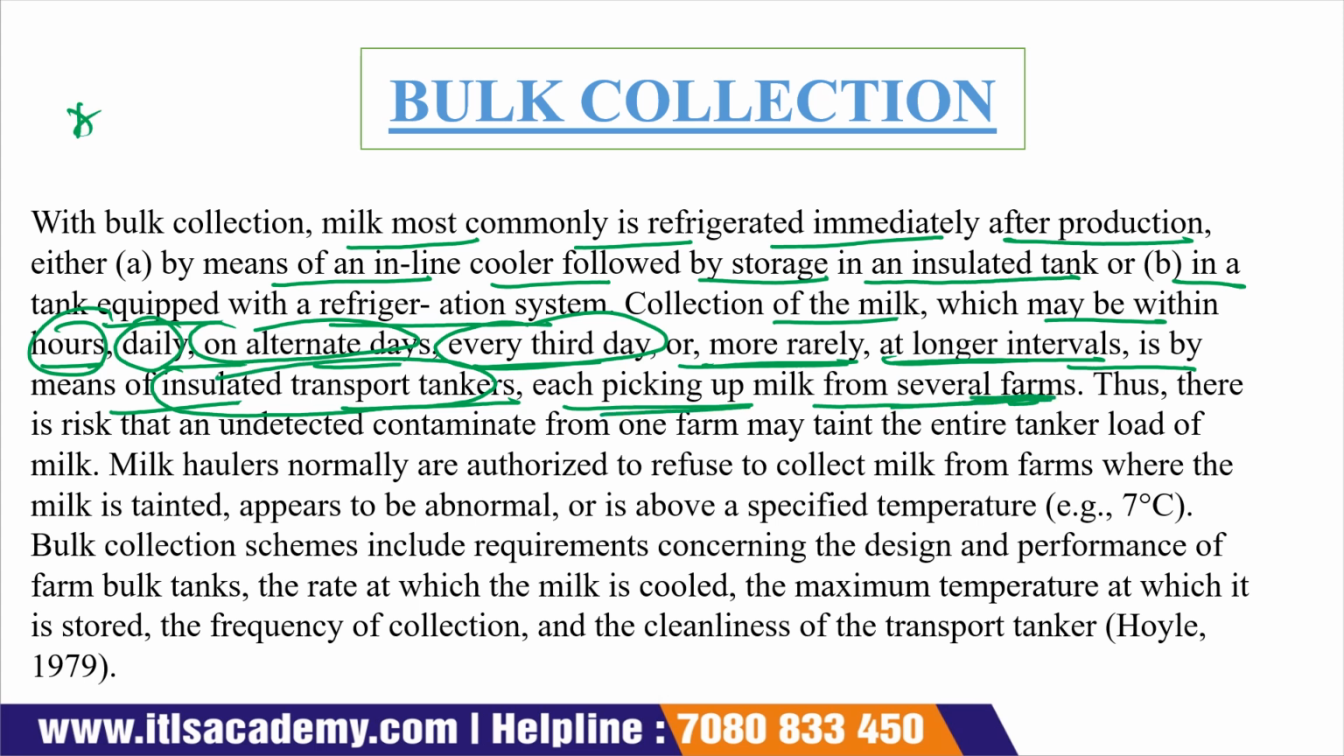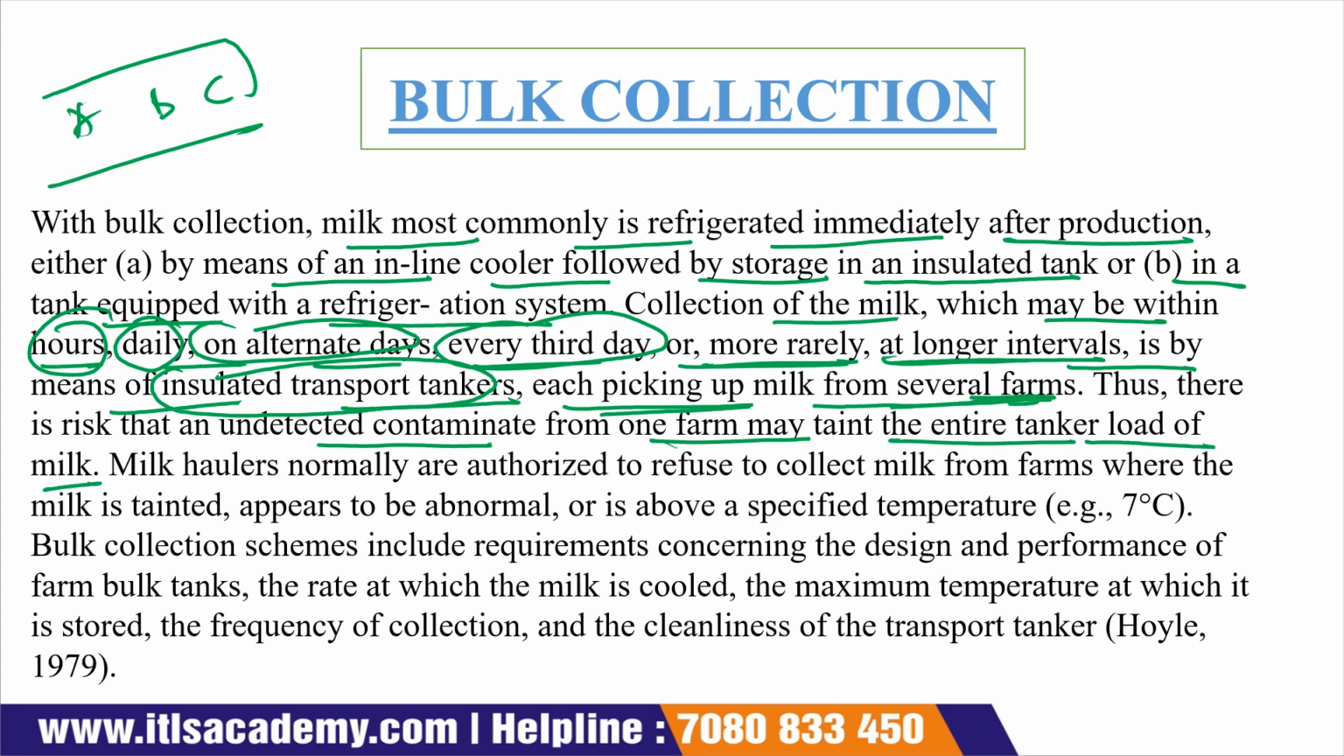Suppose that A, B, C, three farms are there. Then the tanker takes milk from all these three farms. There is a risk that undetected contamination from one farm may spoil the entire tanker load of milk.